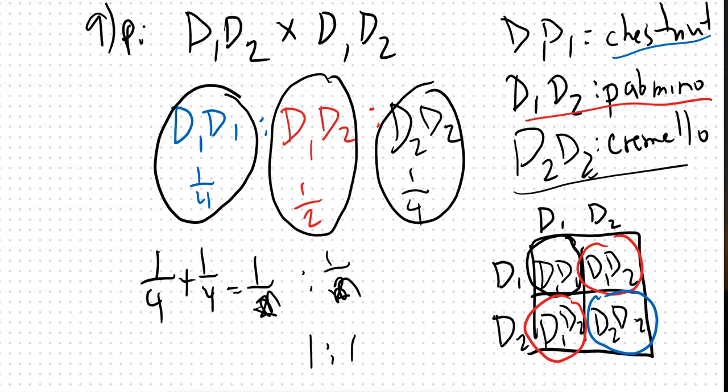What percentage of the non-palomino offspring will breed true? They have a homozygous genotype. So these are true breeding because they have the same alleles. These are also true breeding because they have the same alleles.